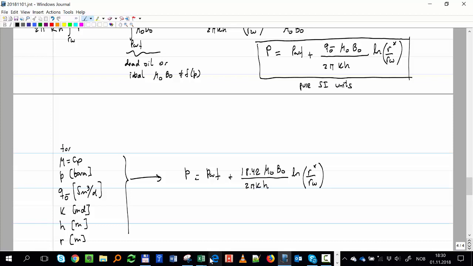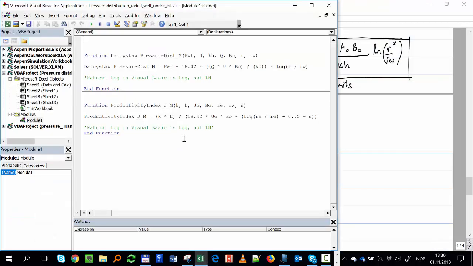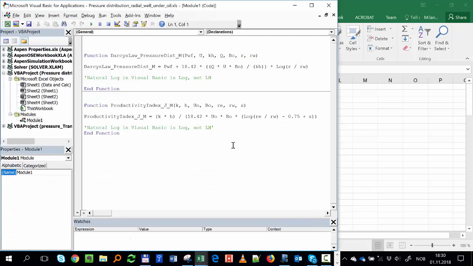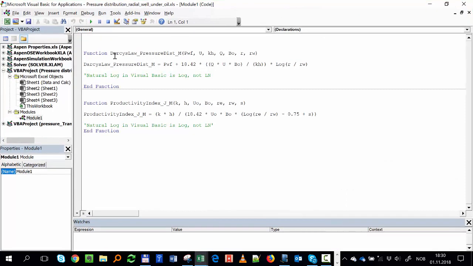So going back to our Excel sheet, maybe you can press Alt F11. Darcy's law, assuming Darcy, that was the first assumption. We are in this linear regime, nothing else. We say that the pressure will be equal to PWF plus exactly the same expression I wrote in class: Q, the viscosity mu, B_O, K, H, and the log of R over RW.